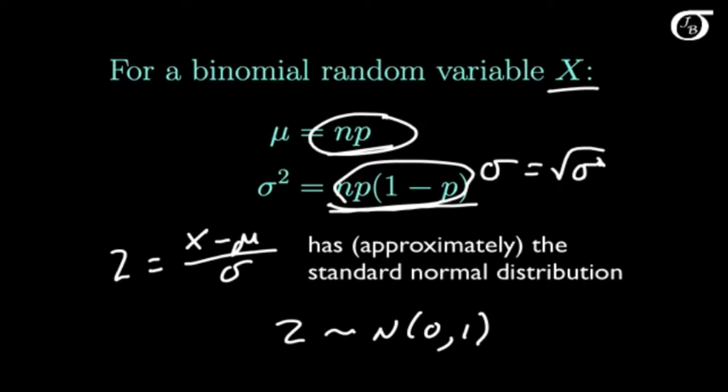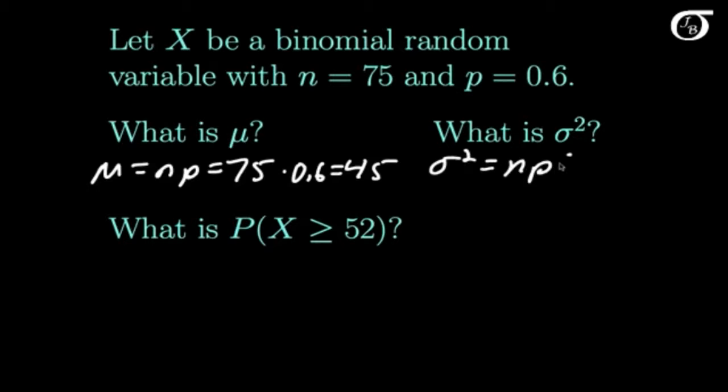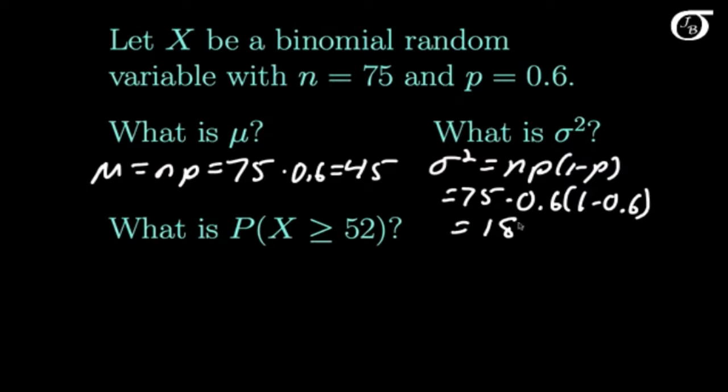Now we're going to use this in probability calculations. Let x be a binomial random variable with n of 75 and p equal to 0.6. What is mu? Well, we know mu is equal to n times p, and that's going to be 75 times 0.6, and that works out to 45. What is sigma squared? n times p times 1 minus p, which is 75 times 0.6 times 1 minus 0.6, and that works out to 18. And so our standard deviation is simply going to be the square root of 18.